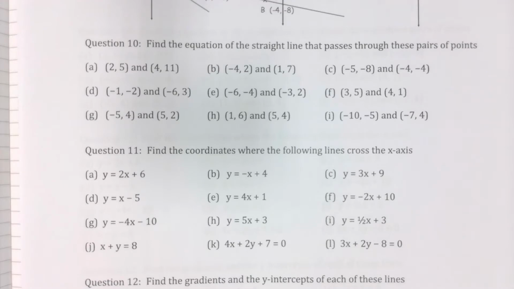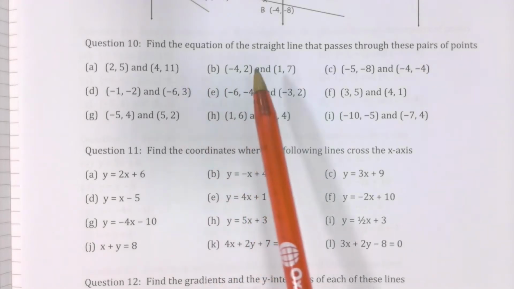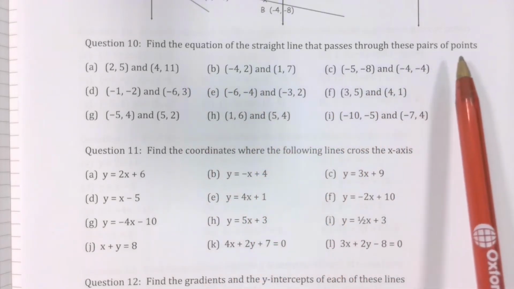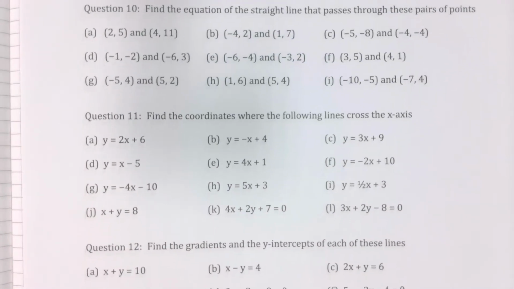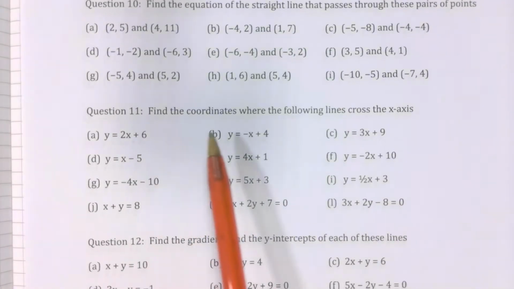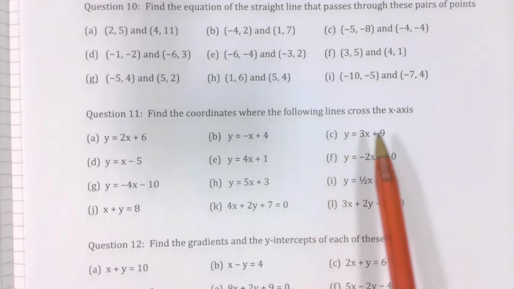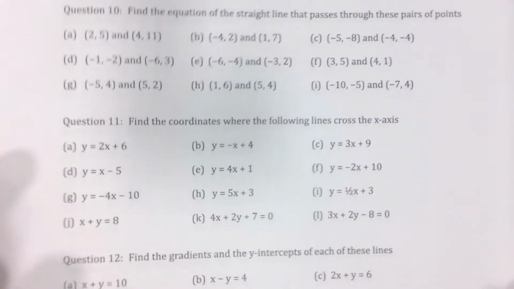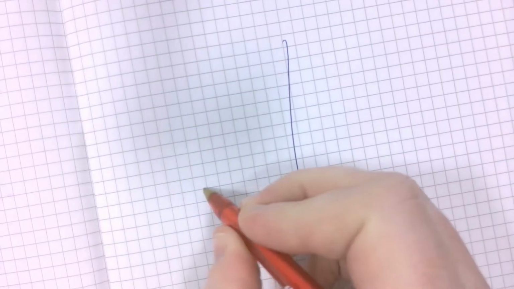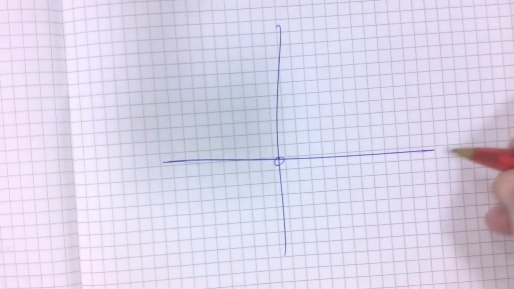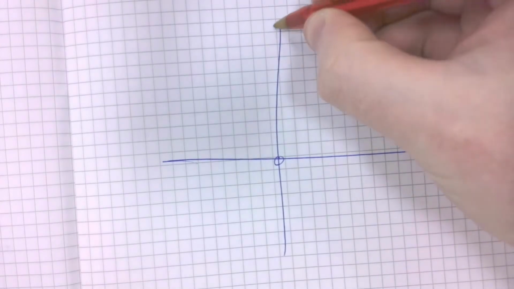This is almost a part 2 to the video I just did on this question, finding the equation of straight lines that pass through 2-point pairs. Question 11 is the next one, also been asked for help with that. Finding the coordinates where the following lines cross the x-axis. The x-axis.